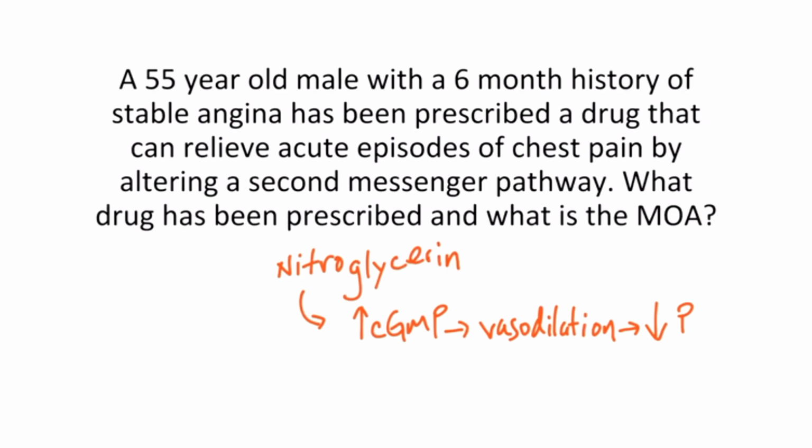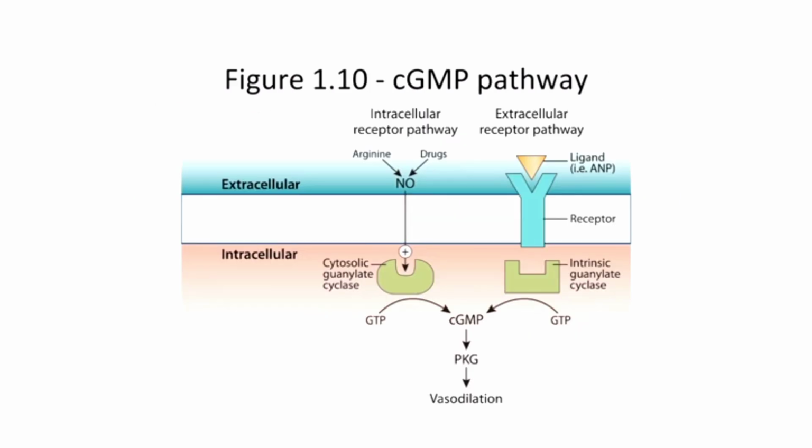We'll do P for short. The decreased preload on the heart is helpful in relieving the pain because the heart doesn't have to pump as much blood, so it doesn't have to work as hard. From figure 1.10, we can see that nitric oxide stimulates guanylate cyclase, which produces cyclic GMP, which ultimately causes vasodilation. Okay, let's do another question.